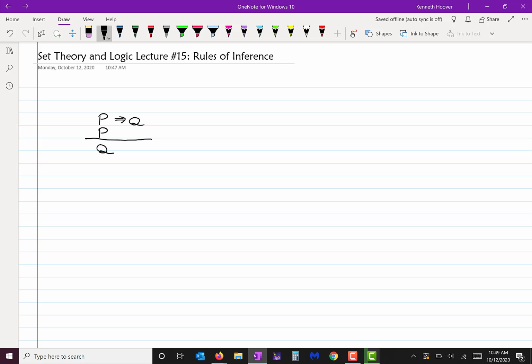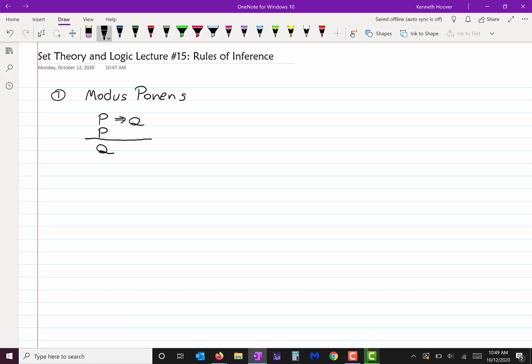Such as, if it is cold, I will wear a jacket. Along with the information, it is cold. So what can you infer? You can infer that I will wear a jacket. That is a very well-known rule of inference, and it is called modus ponens, which is, I believe, a Latin name.